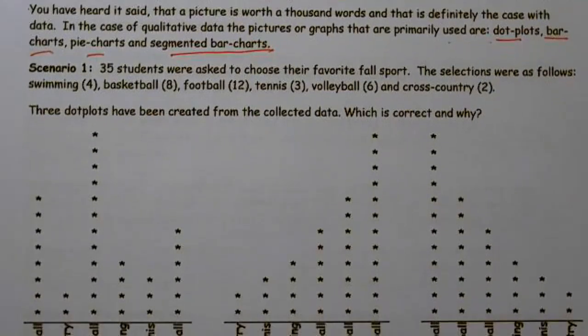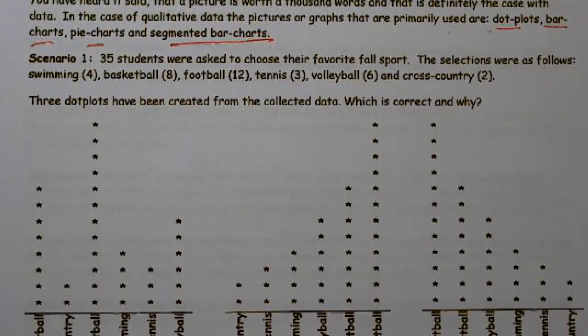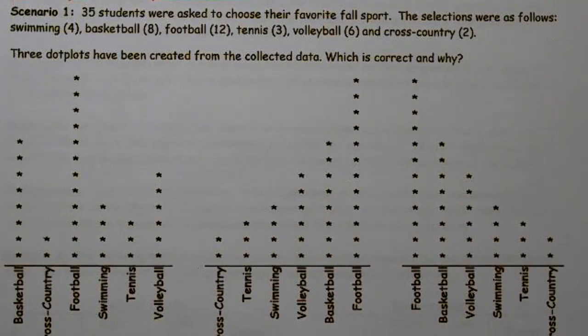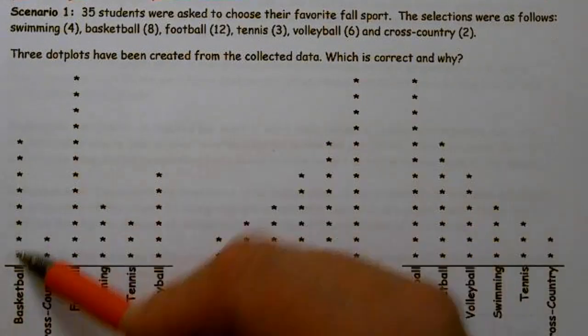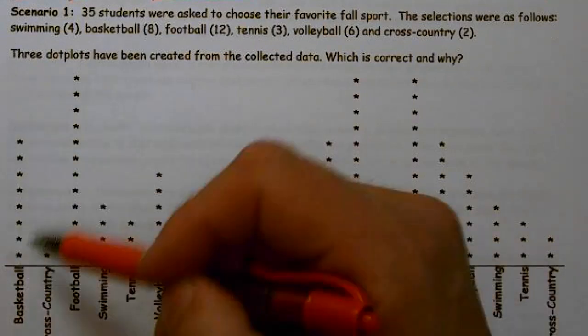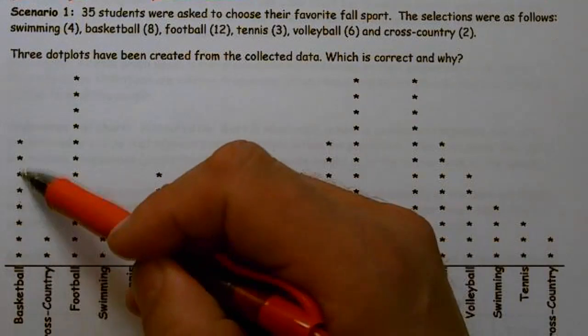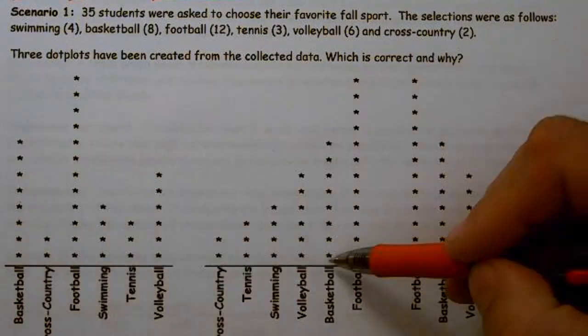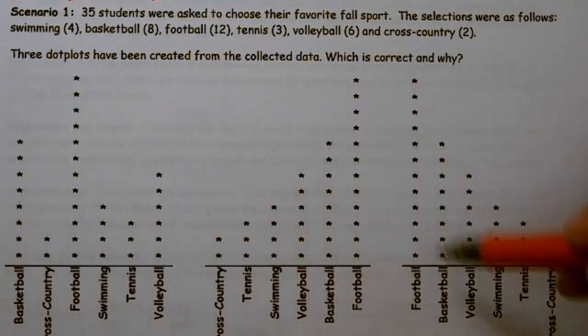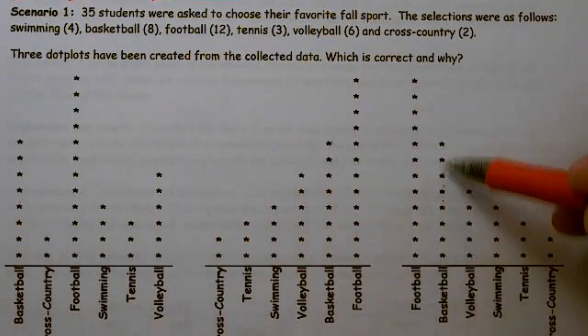We have 35 students who were asked to choose their favorite fall sport, and the selections were as follows. Three dot plots are created, and notice we just have the counts of each one. When we look at basketball, it says 8 people: 1, 2, 3, 4, 5, 6, 7, 8. We also see over here 8, and over here we have 8 as well.